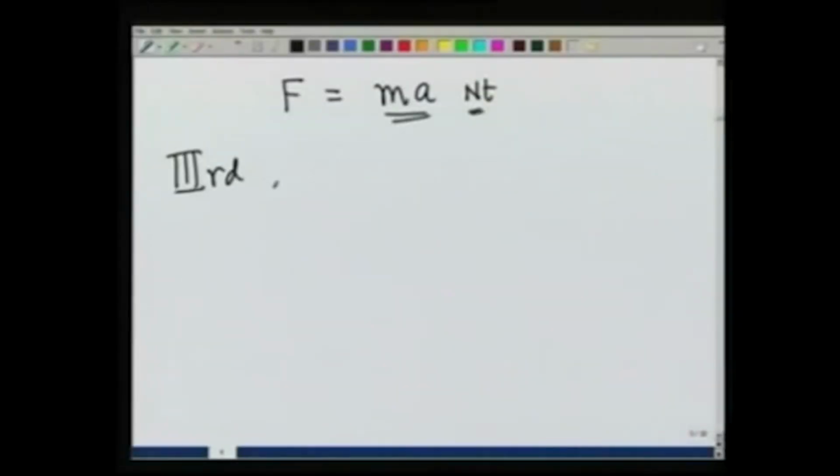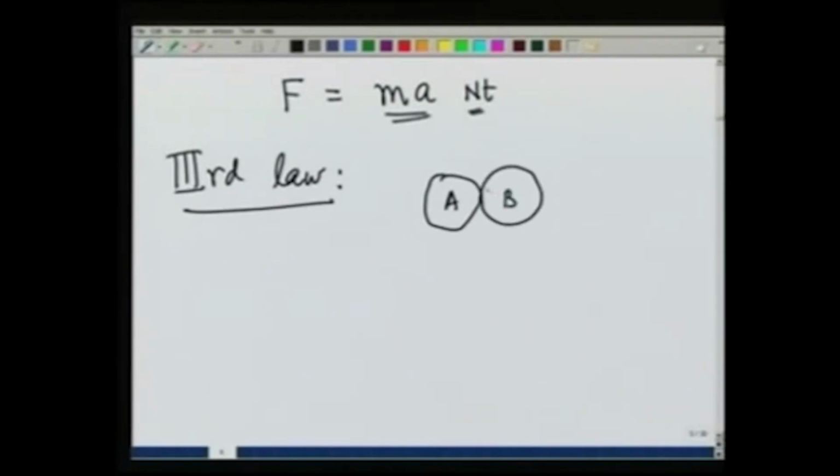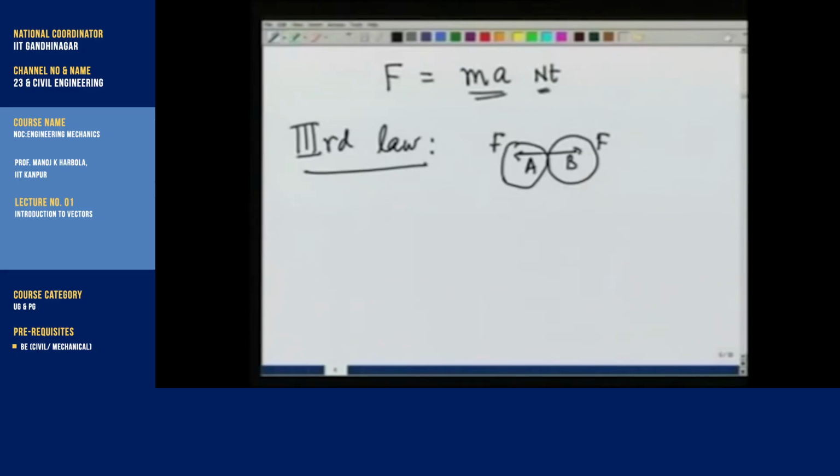Then there is Newton's third law that states that for an action there is always a reaction. That means, if there is a body A, it is pushing another body B by a force F, then there is going to be a reaction on A by B in the opposite direction. A very confusing situation arises in this when most of the students ask, if the forces are in opposite directions, why don't they cancel each other?